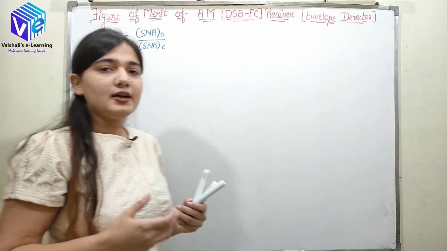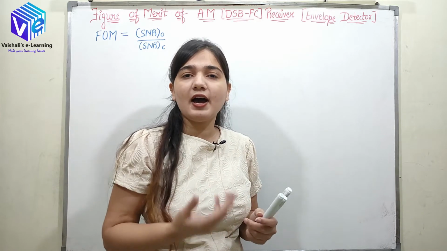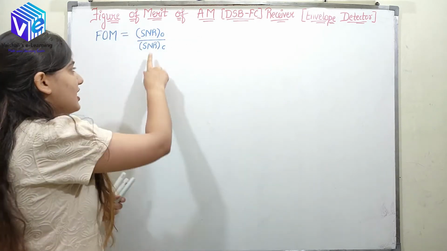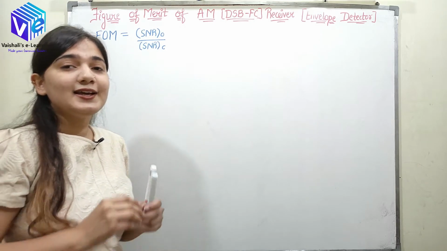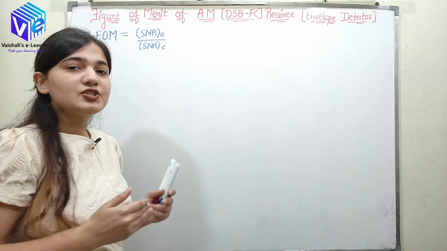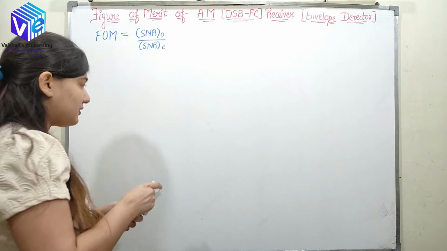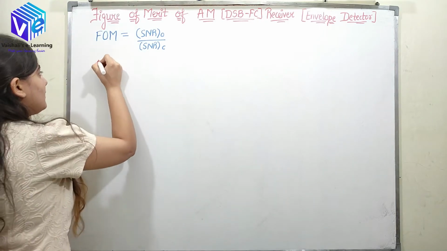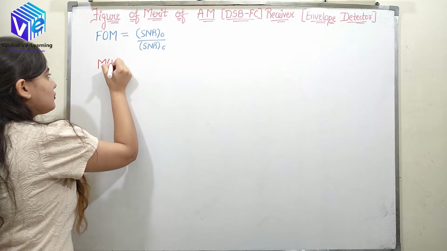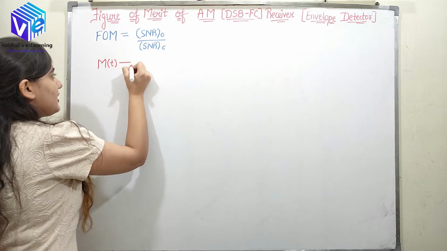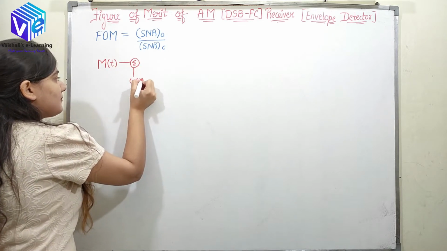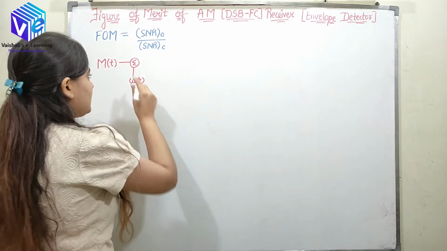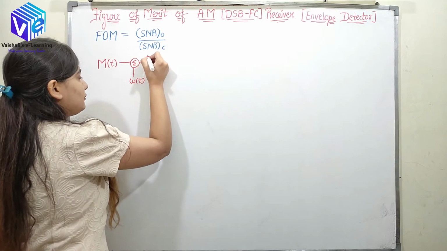So now the task is to find out the output SNR and the channel SNR. We will divide both of them and we'll get the figure of merit. But this is the trickiest portion of this video. So here we'll be talking about the modulated signal. The modulated signal is added to the noise. I am denoting the noise by w(t). So in the channel it is added to the noise.